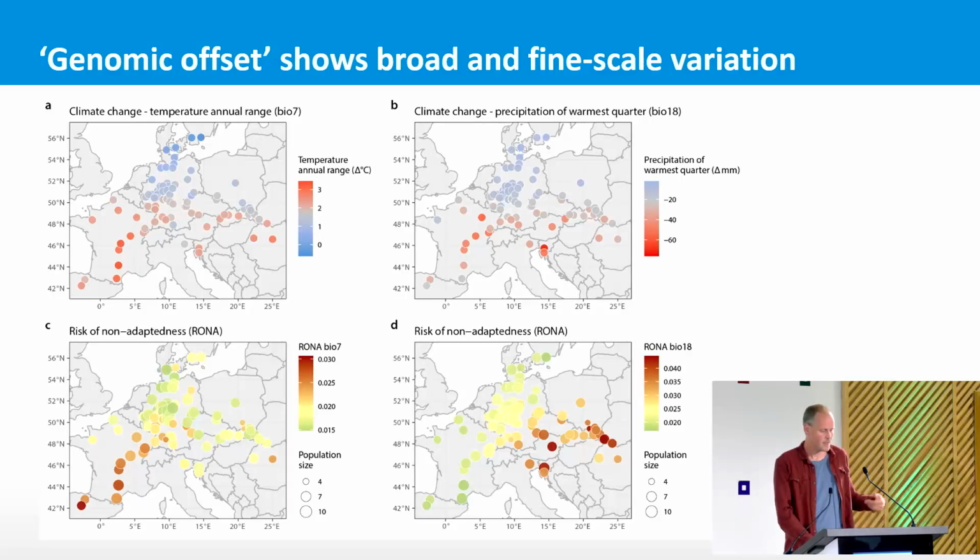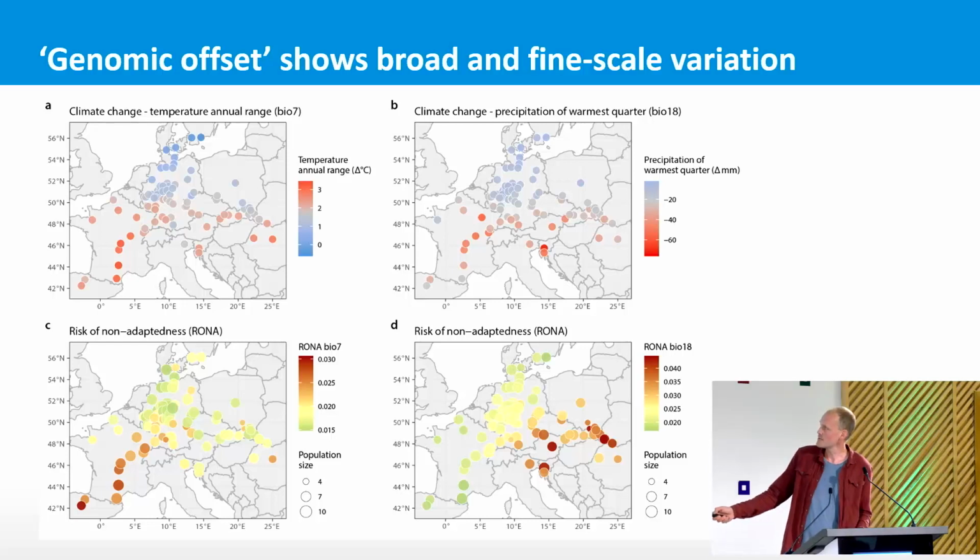If we now take the alleles associated with Bio7 and Bio18, and we calculate the genomic offset, we find broad and fine scale variation. For Bio7, we find large offset values of up to 3% in Spain and France. For precipitation, we find higher offsets in the continental part of the distribution. But interestingly, we also find fine-scale variations.